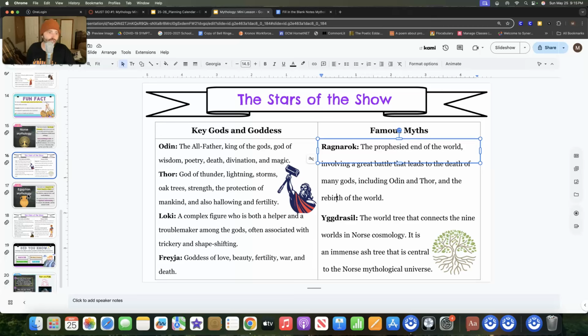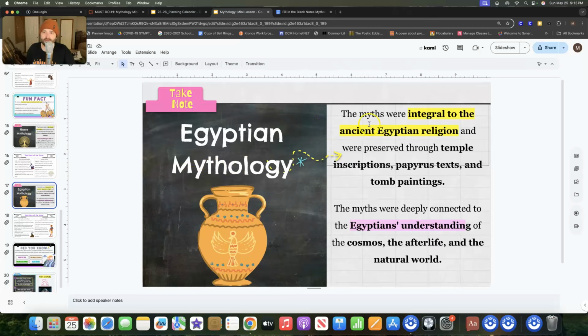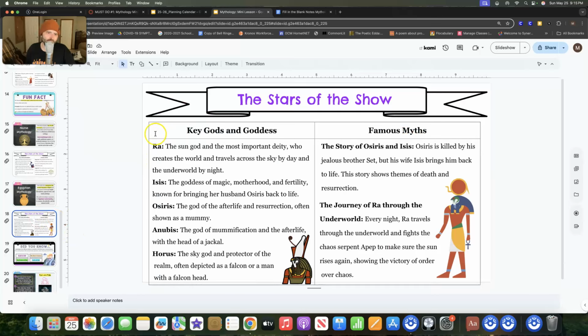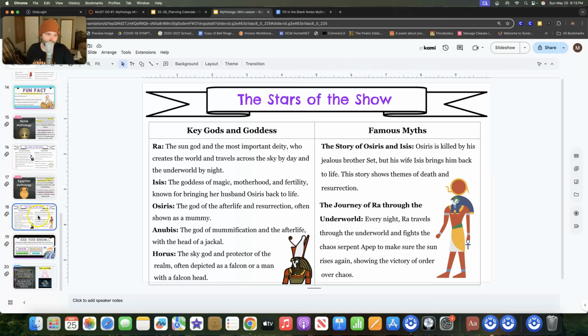Moving on into Egyptian mythology, which is our last type of mythology. The myths were integral to the ancient Egyptian religion and were preserved through temple inscriptions, papyrus texts, and tomb paintings. The myths were deeply connected to the Egyptians' understanding of the cosmos, the afterlife, and the natural world. Now, Egyptian is the one that I know the least about, but I know who Ra is, I know who Osiris is, Anubis, Horus. I really know a lot of these, mainly from watching the movie The Mummy and the sequels to The Mummy. But anyway, neither here nor there.